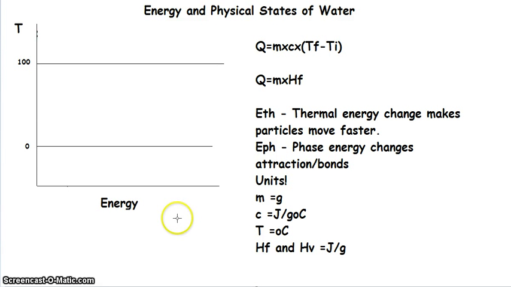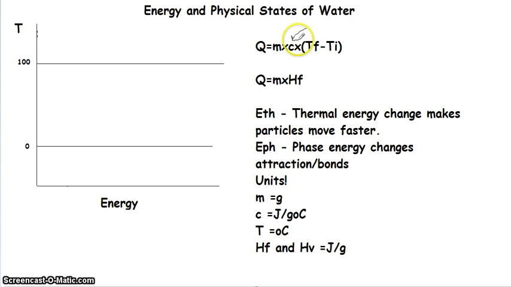Okay, here's your introduction to energy in the physical states of water. What we're dealing with is specific heat capacity. We've already worked with our metals this week, but you guys know that Q equals M times C times delta T. That'll tell you how much energy it takes to heat up and cool down a specific substance, with its own individual specific heat.